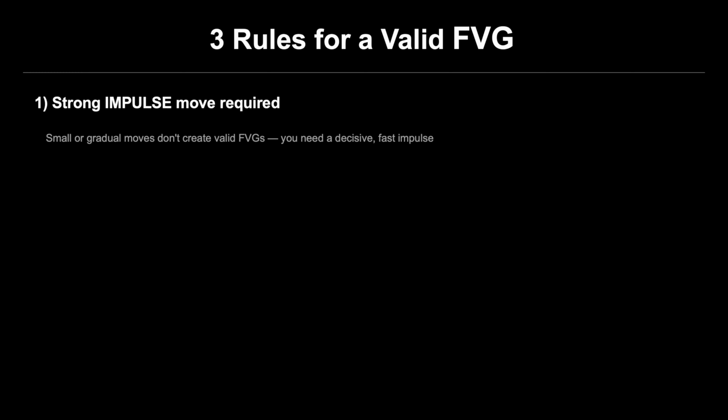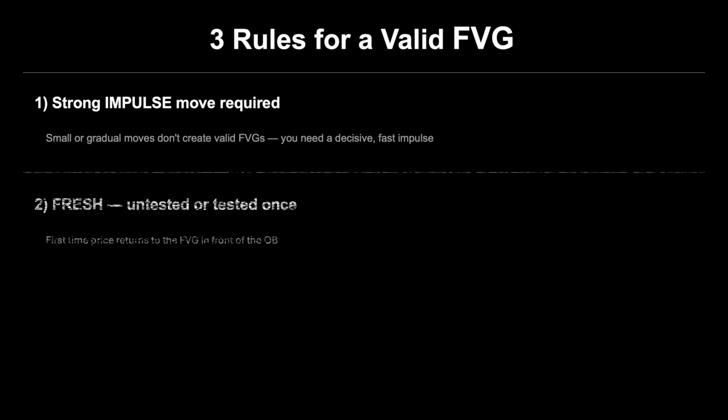3 rules for a valid fair value gap. Rule 1. Strong impulsive move required. Small or gradual moves don't create valid fair value gaps. You need a decisive, fast move. Rule 2. The fair value gap in front of the order block must be fresh and untested. The first time price returns to fill it before hitting the order block, the reaction is the strongest.